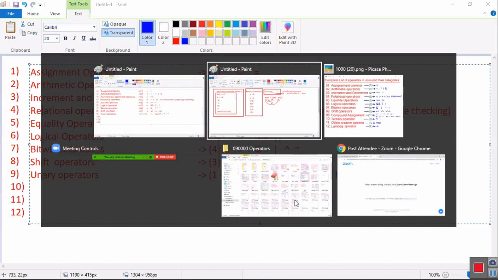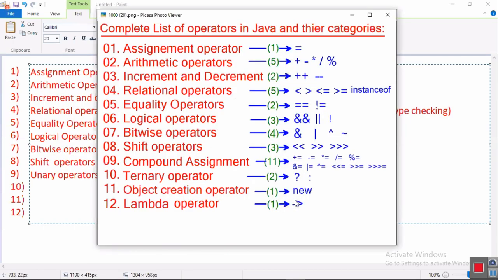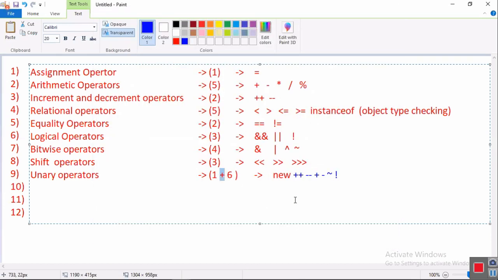The unary operator is not mentioned, no problem. So 1 plus 6. I'll take this unary operator as part of the table. To avoid unnecessary confusion, in place of unary operator I am writing object creation. Next operator is the object creation operator. How many are there? Only one. What is that? The new keyword.